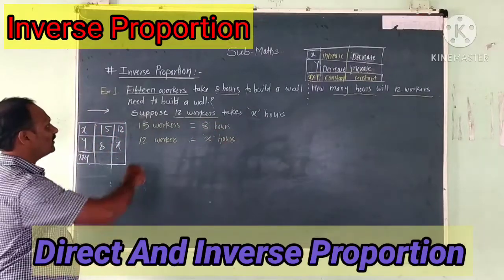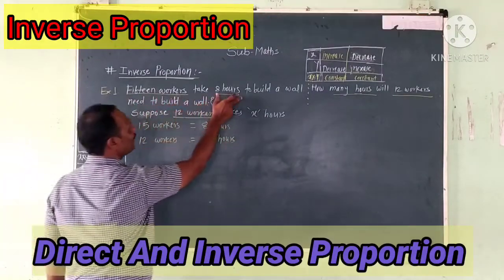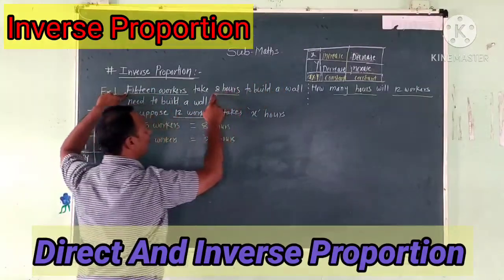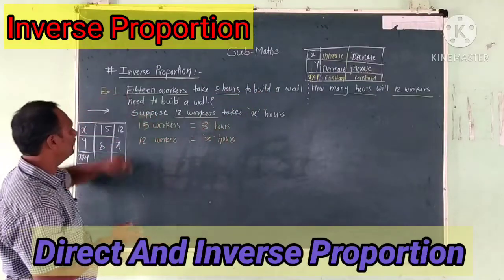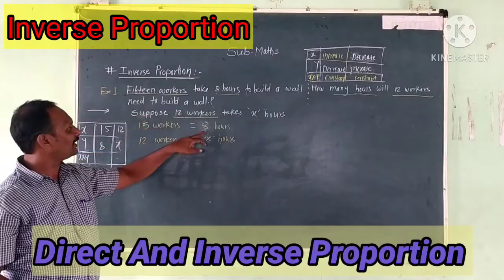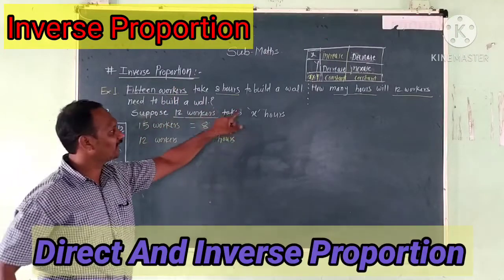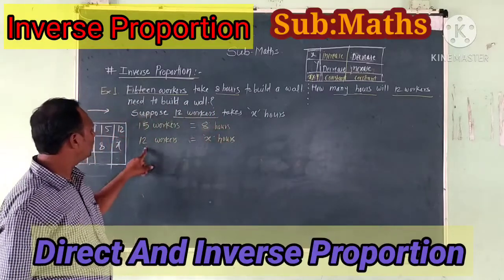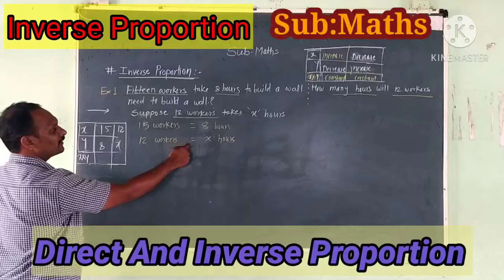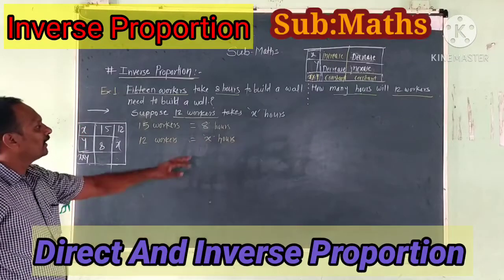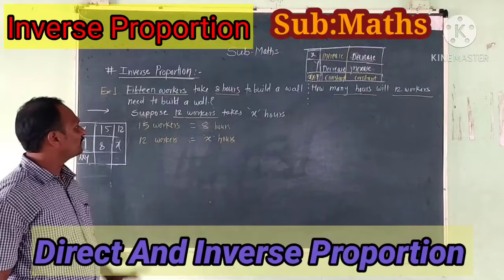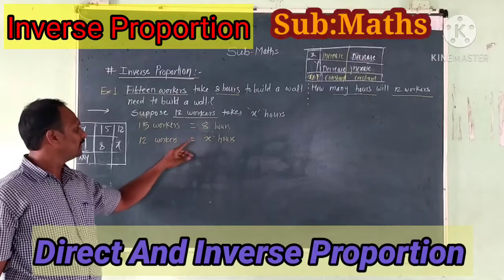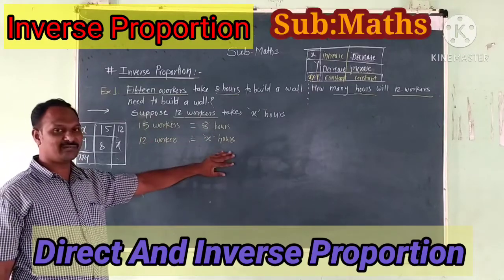Now write the first statement: 15 workers and 8 hours. 15 workers is the first quantity, x, and 8 hours is y. In the second statement, 12 workers take x hours, since I have no idea how many hours. So 15 workers take 8 hours, then how many hours do 12 workers take?